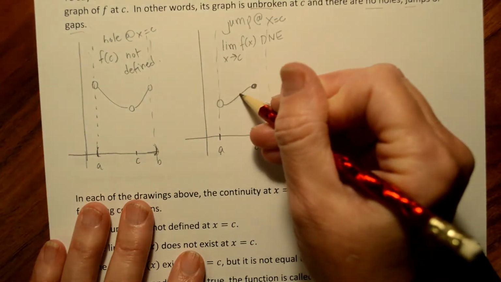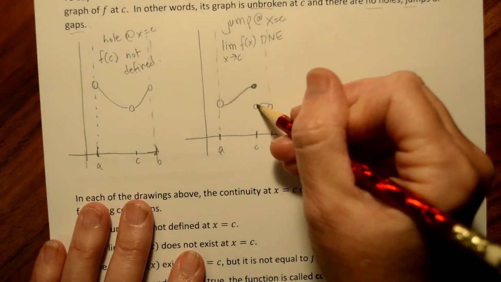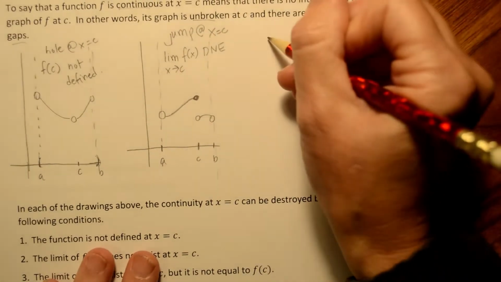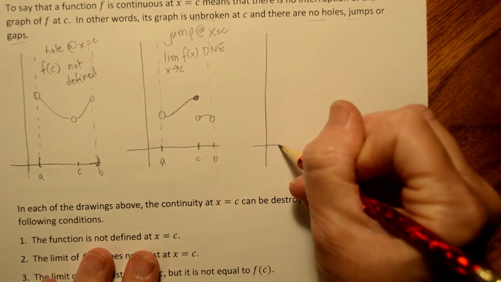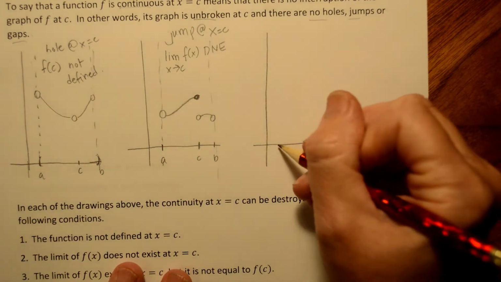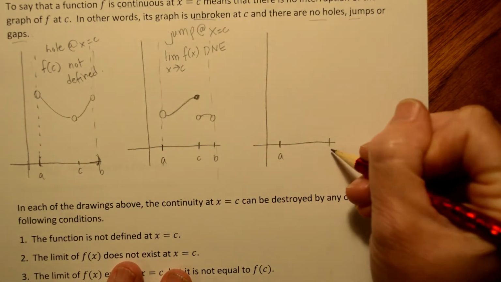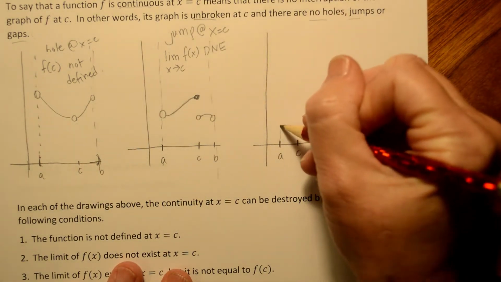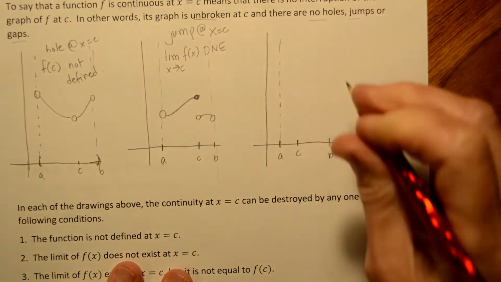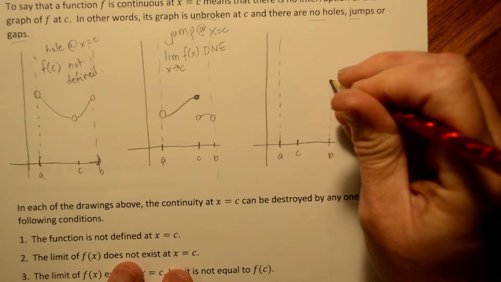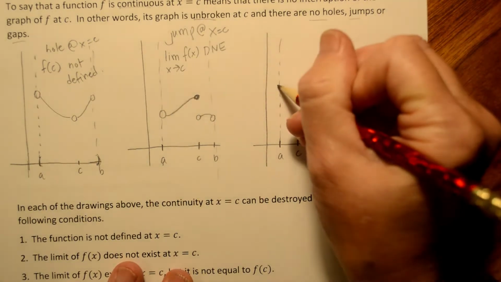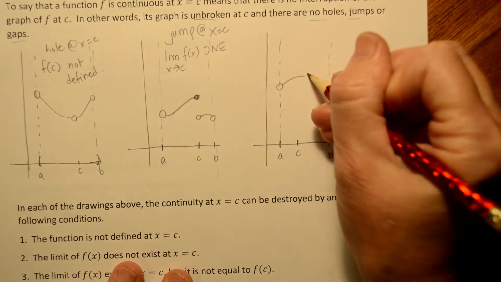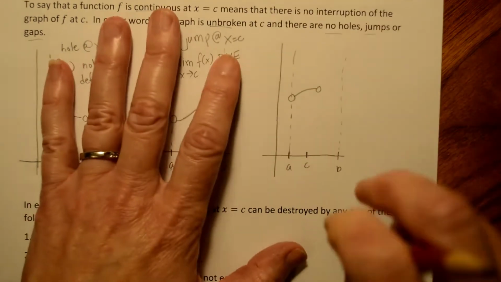As it comes in from the left, it's one value. As it comes in from the right, it's a different value. And the third way continuity can be destroyed at a point. Again, we have our A, our B, some value C in here. And again, this is just a visual, not actually an asymptote. And so we would have something somewhat similar to the first picture. Whoops, too far.